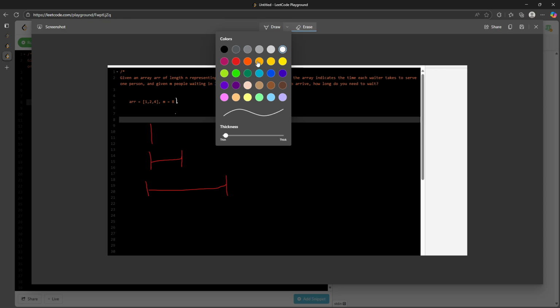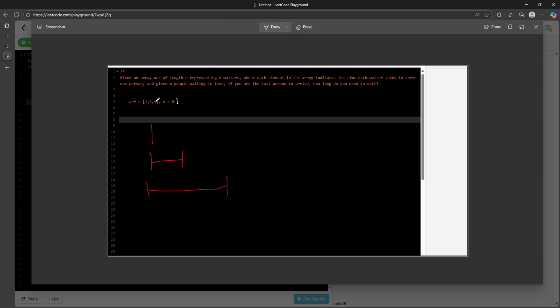Now let's think about the example: 1, 2, 4, with n equal to 8. You are the ninth customer in the line, right? So if the first waiter finishes serving one person, he can continue serving the second person afterward. So that's 2 customers for the first guy. The second guy has just finished one customer, and the third guy needs 4 minutes total for one customer. In this pattern, I can keep doing this.